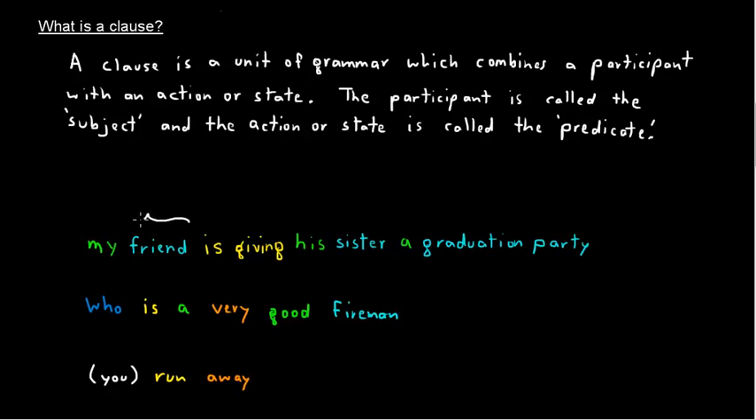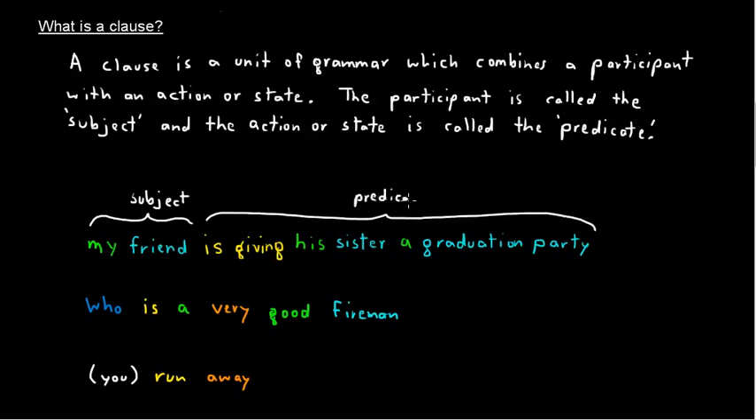Okay, my friend is giving his sister a graduation party. The participant is my friend. And what action in this case are we combining with my friend? Is giving his sister a graduation party. And this is the predicate.